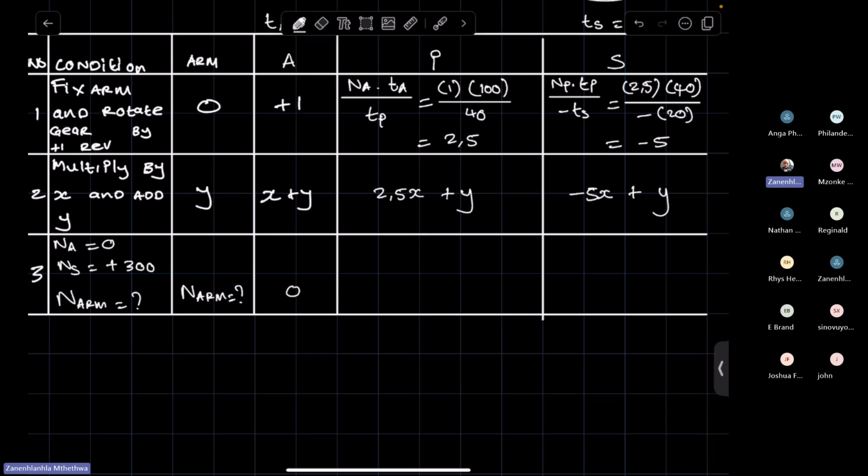NA is equal to 0. They said absolutely nothing about the planetary gear. And the sun gear is rotating at positive 300. Remember what I said: to complete the third condition, you need three things, what you're looking for and two other assumptions. So our third condition is now complete. Any questions?